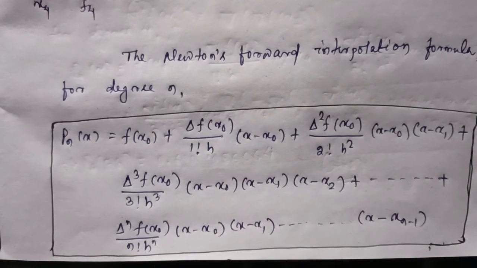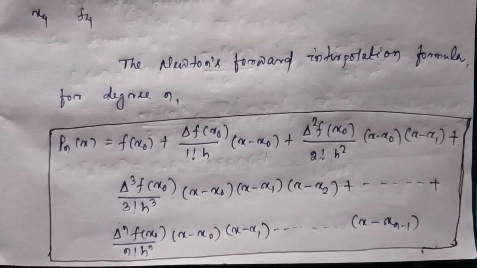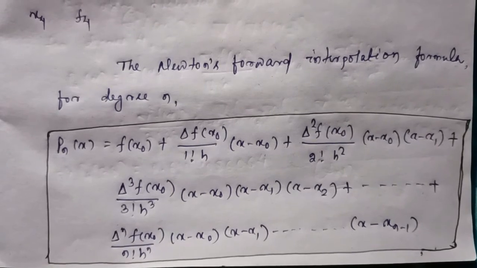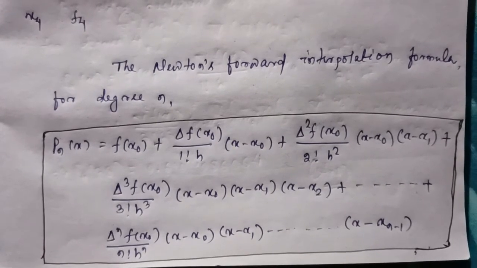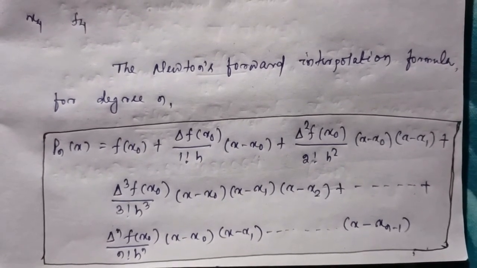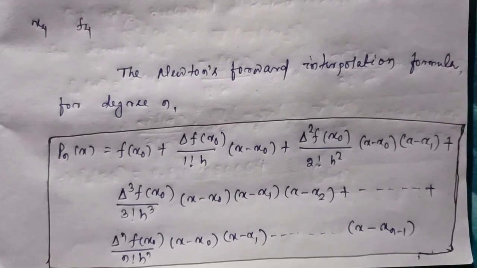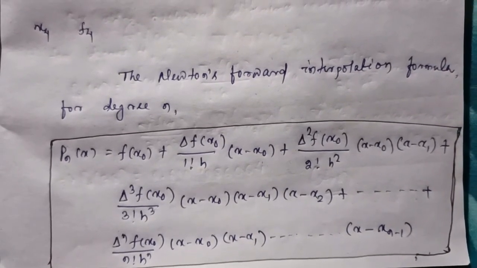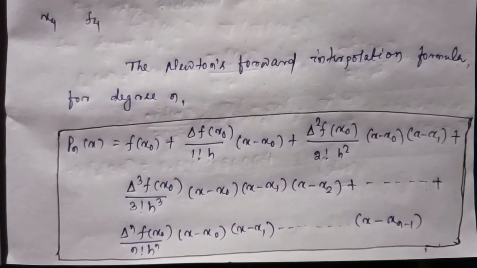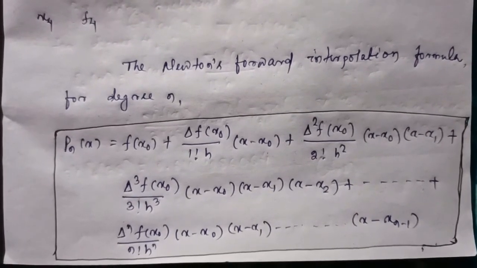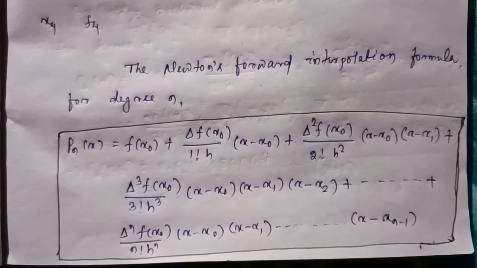The Newton's forward interpolation formula for degree n, that is pn of x, is equals to f of x0 plus delta f of x0 divided by 1 factorial into h into x minus x0 plus delta square f of x0 divided by 2 factorial h square into x minus x0 into x minus x1 plus delta cube f of x0 divided by 3 factorial h cube into x minus x0 into x minus x1 into x minus x2 plus up to plus delta to the power of n f of x0 divided by n factorial h to the power of n into x minus x0 into x minus x1 into up to x minus xn minus 1.